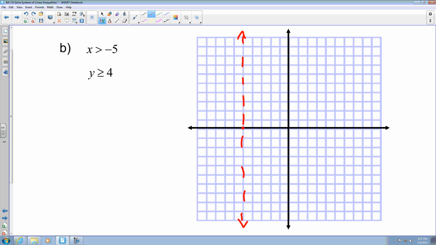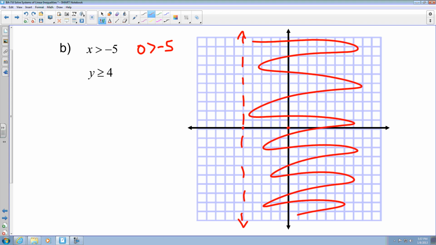And next, I need to figure out where the shading is at. I could still use a test point of 0, 0. So 0 is greater than negative 5. This happens to be a true statement. So my shading can occur on the right-hand side of my boundary line.